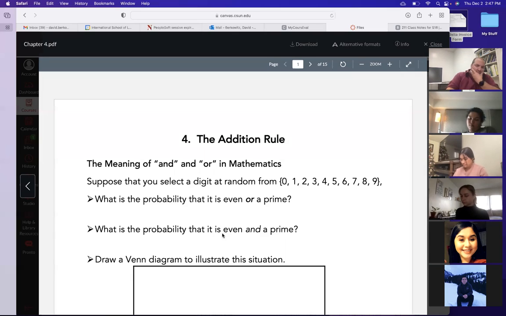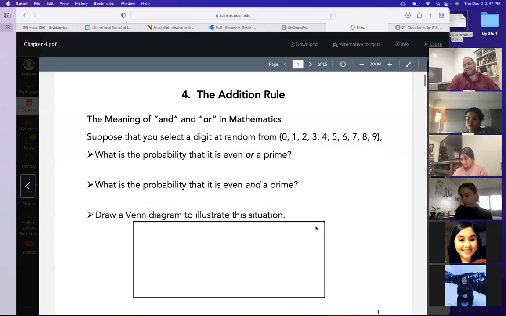Chapter 4 was the addition rule. Now, the addition rule is our first way of adding events together to combine them into more complicated events.